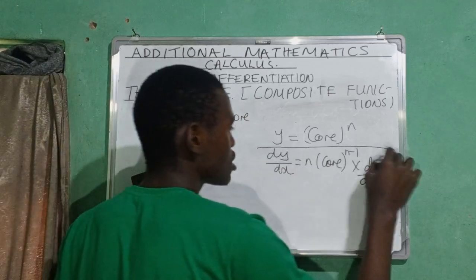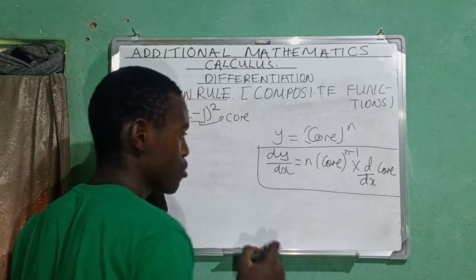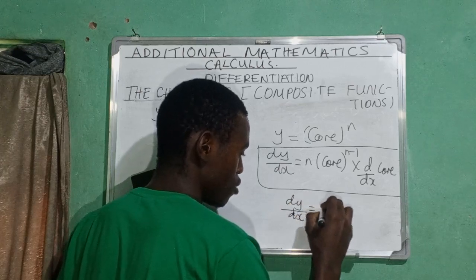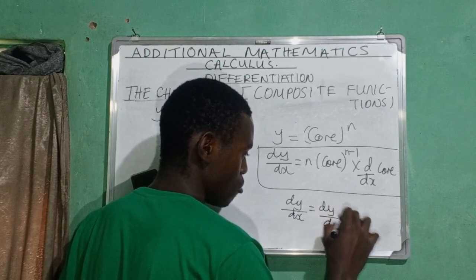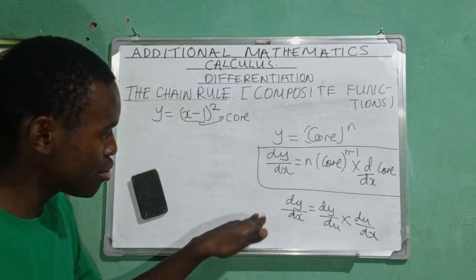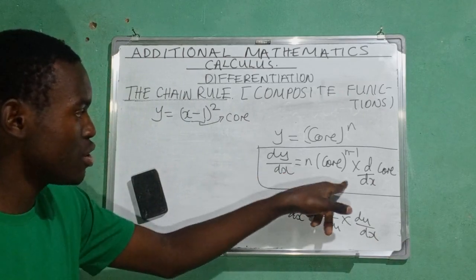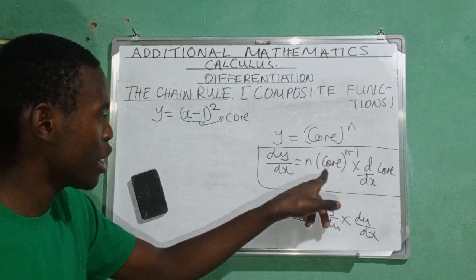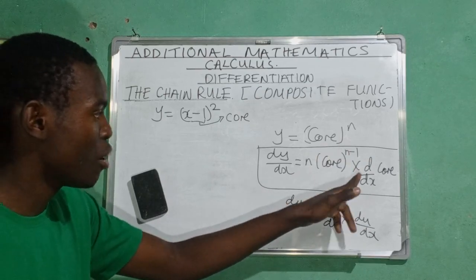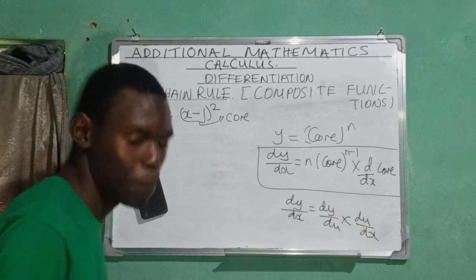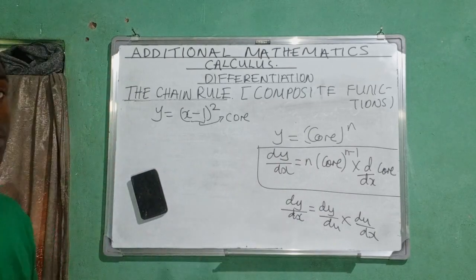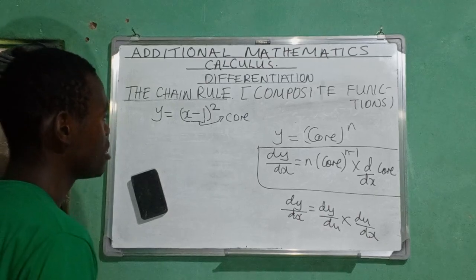This is a shortcut to the chain rule. So the chain rule is dy/dx is equal to dy/du multiplied by du/dx. So you can choose to either use this or this. So derivative of the core, n multiplied by the core, n minus 1. So the derivative of the entire function multiplied by the derivative of the core. Okay. So you should know this, okay? Just know it. Then your life will be made easy.